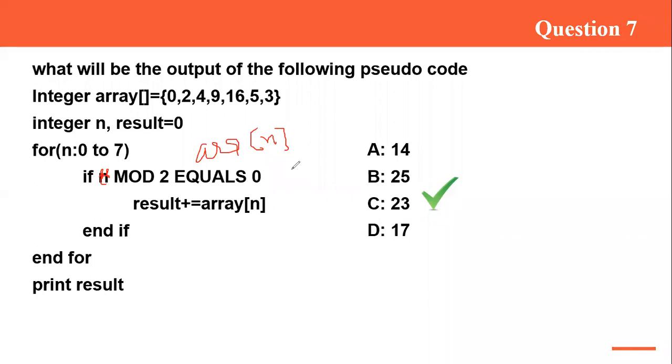That means we should not check the index. We should check array of n. That means the value we have to check. 22. Okay, is it so?